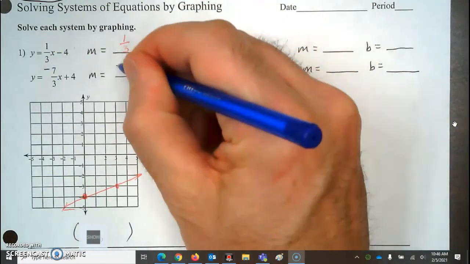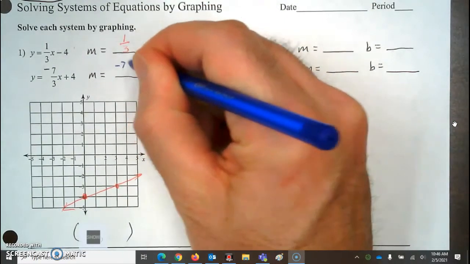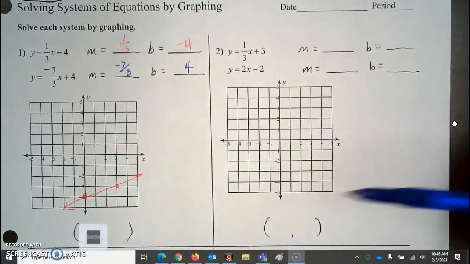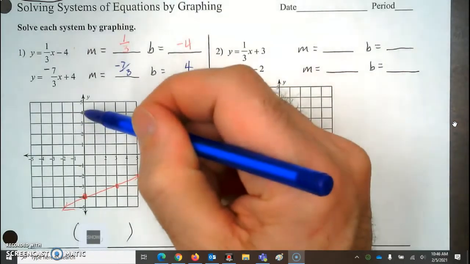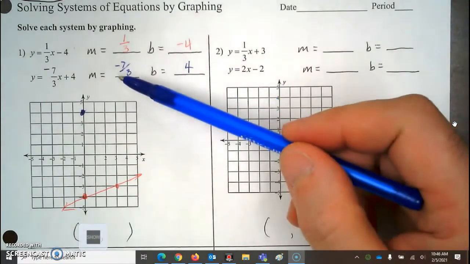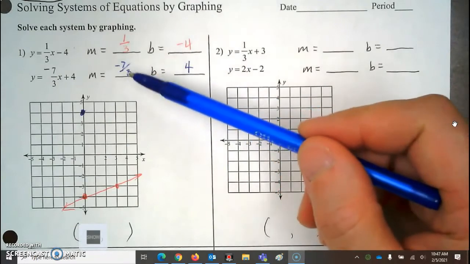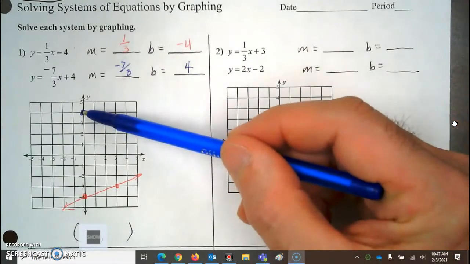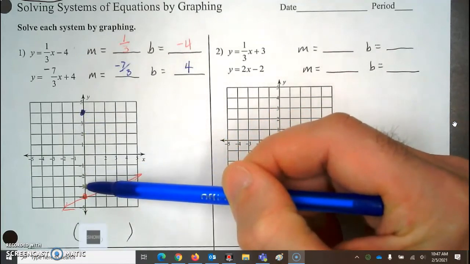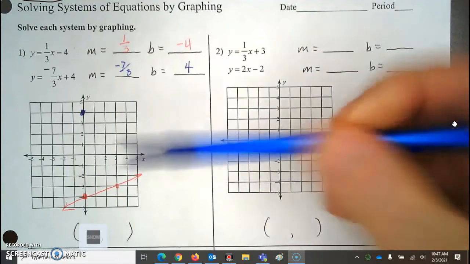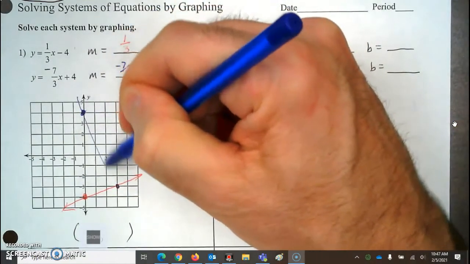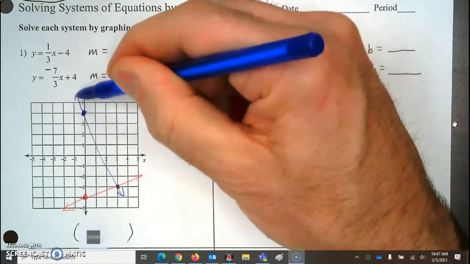Same with the second one. The slope is -7/3. The y-intercept now is +4. So I go up to 4, mark that. I'm done with that number. Down 7, to the right 3 from here. 1, 2, 3, 4, 5, 6, 7. 1, 2, 3. So they're going to cross. I believe they will all cross unless they're parallel, which I don't think happens on your assignment.